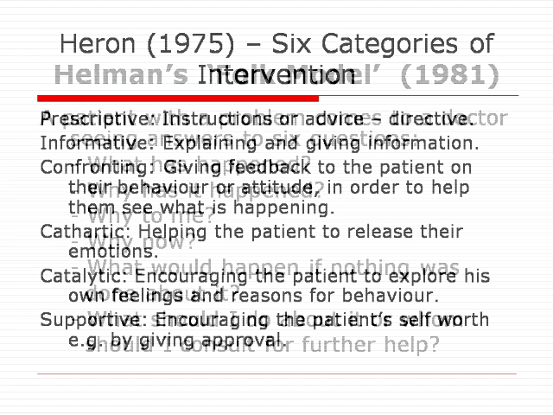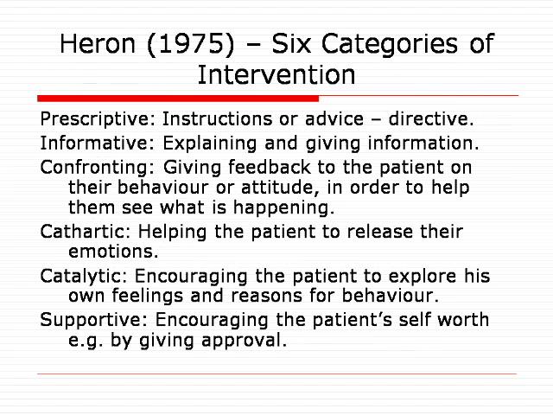And what did Heron say were the 6 categories of intervention in a consultation? Heron in 1975 said there were 6 categories of intervention: prescriptive, informative, confronting, cathartic, catalytic and supportive. Prescriptive is instructions or advice, i.e. directive. Informative is explaining and giving information.